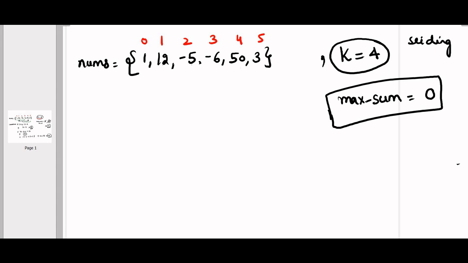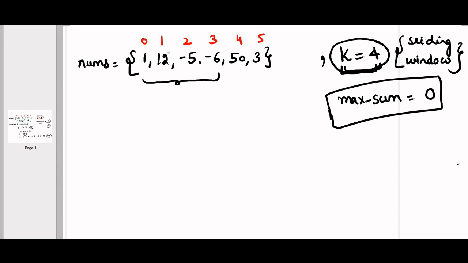Sliding window approach, right? So basically whenever you have to do any operation on the contiguous subarrays, we can use this sliding window approach in which we find an initial window and then we start moving our window. So what would be our first window? Now we need k as 4, right? That means of size 4. If you start from the 0th index, this would be our first window, right? 1, 12, minus 5, minus 6, because size 4.